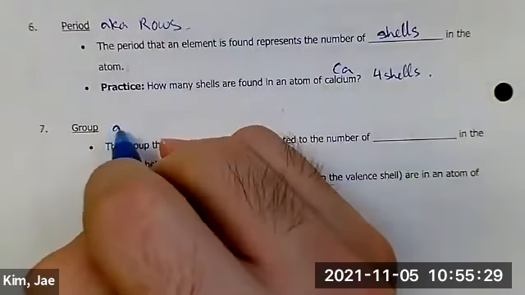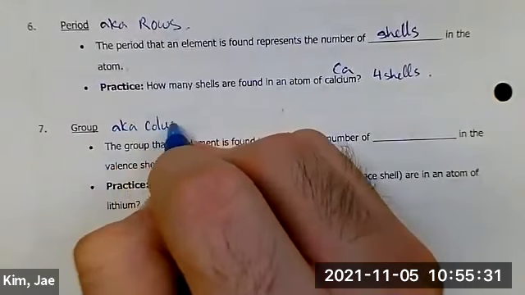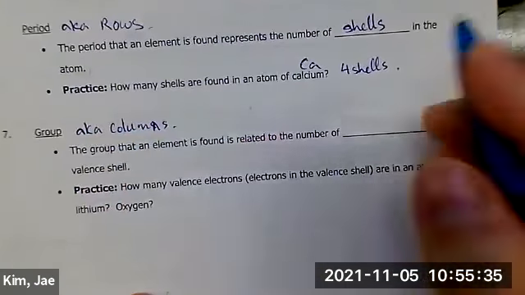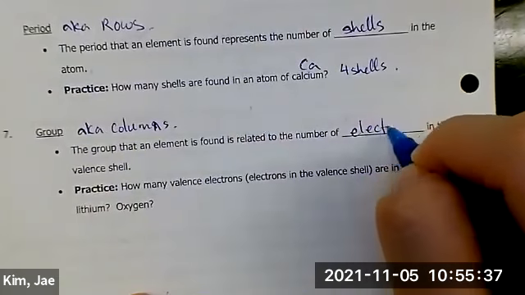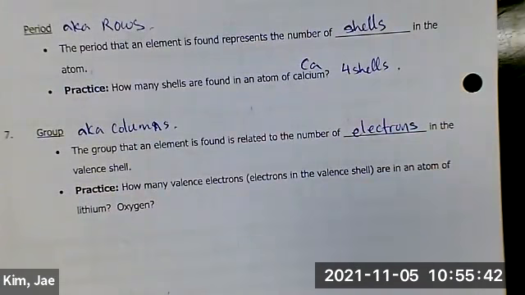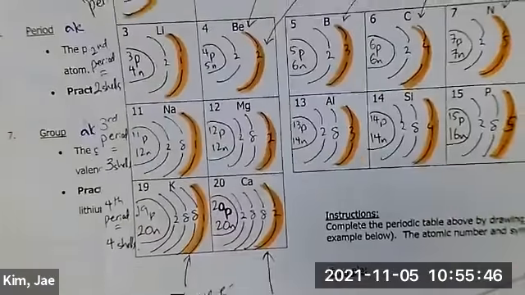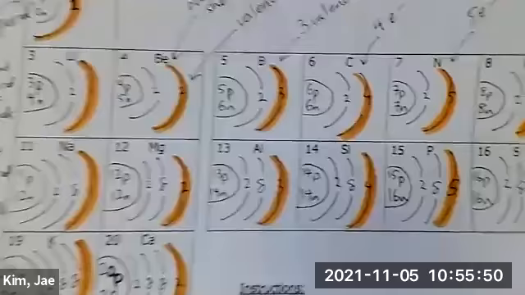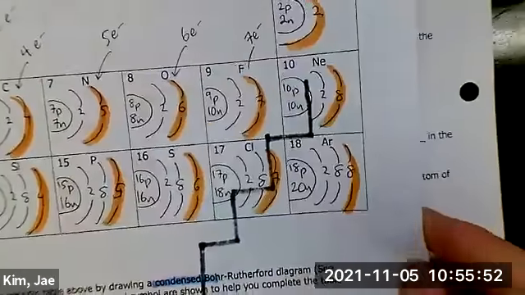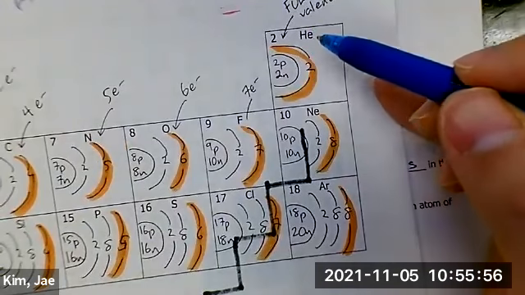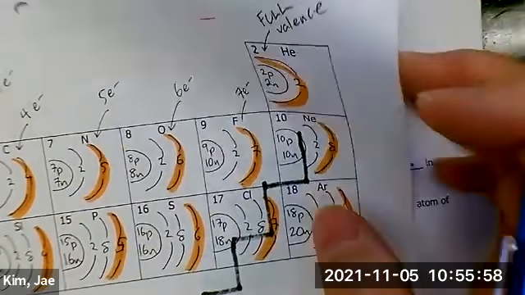Group, aka columns. The group that an element is found in is related to the number of electrons in the valence shell. If you remember, if you were in group number 2, you had 2 valence electrons. If you were in group number 18, take away the tens digit, and you would have 8.